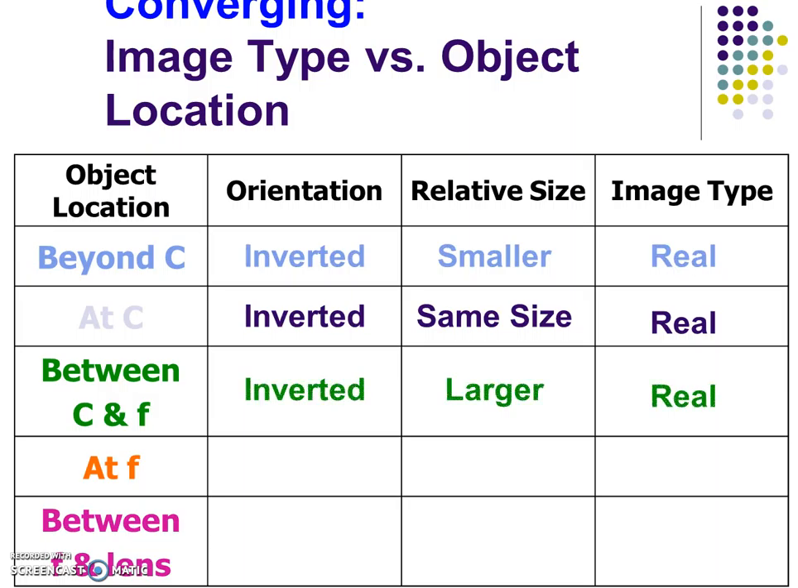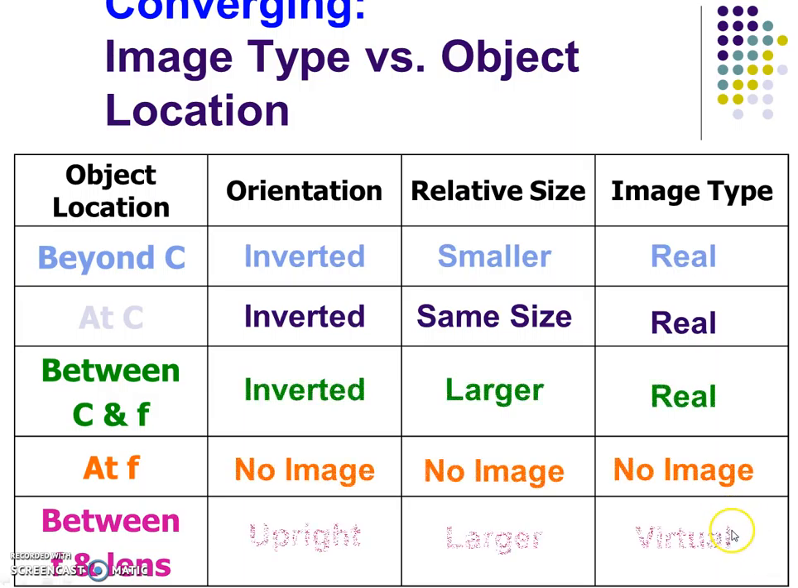So I would encourage you to copy down this chart so you have it in front of you. This is just taking all the results from your ray diagrams, and we can kind of get that inverse relationship. The key though is this one.